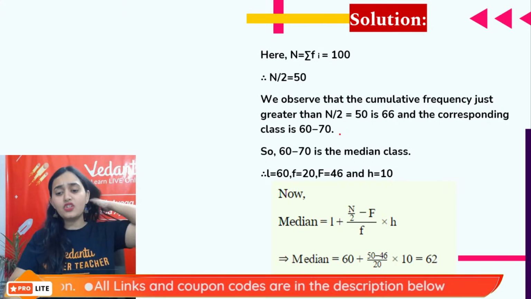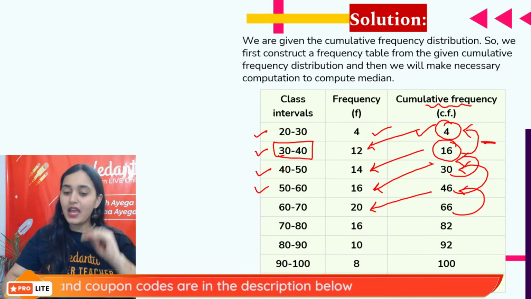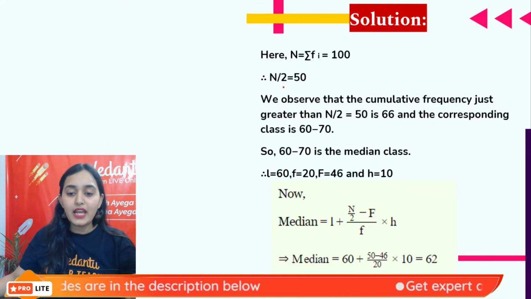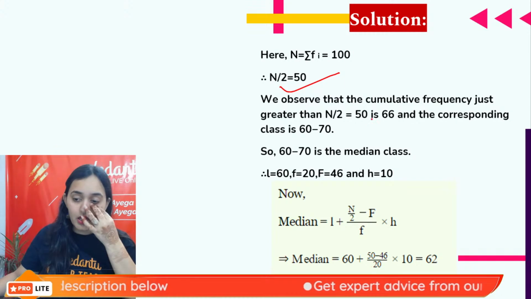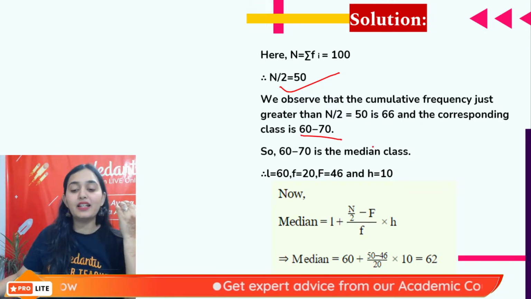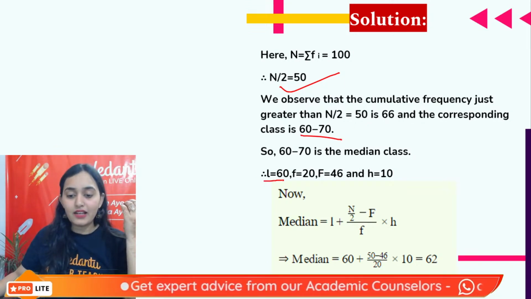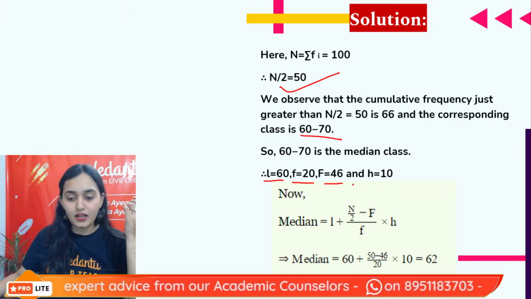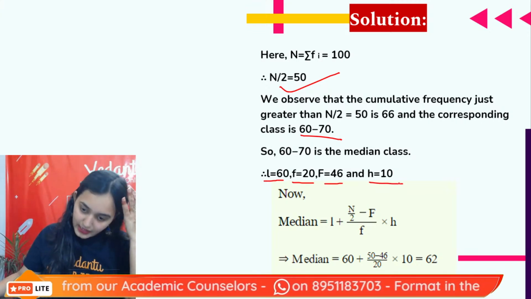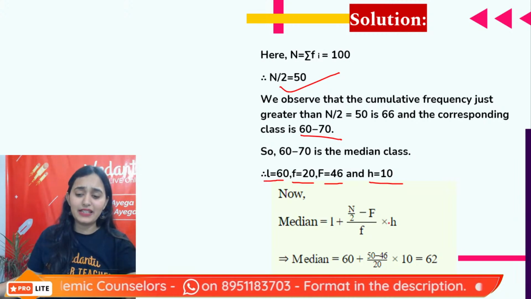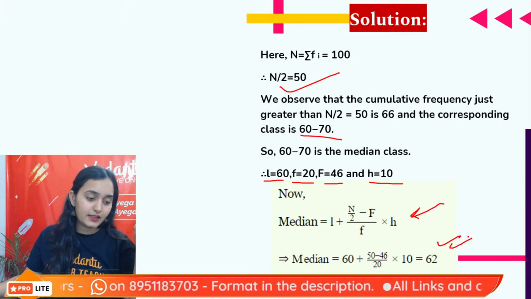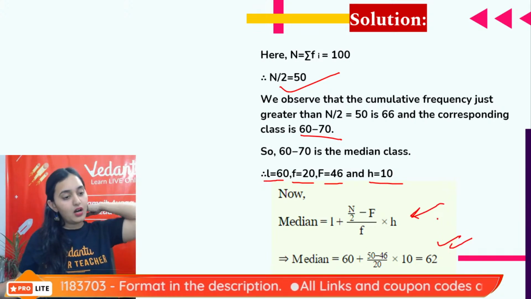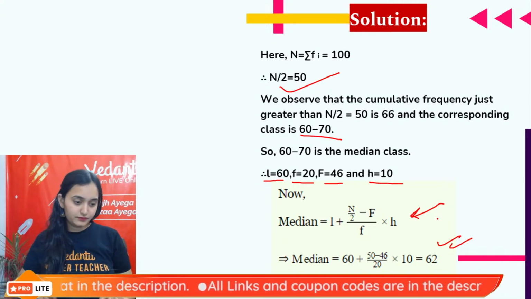Okay? So like that you find out the frequencies and then normally you will solve it. N by 2 is 50. So the corresponding class, median class will be 60 to 70. So L will be 60, f is 20, capital F will be 46 and size will be 10. Put it in the formula, get the answer. Okay. All of you, fine.